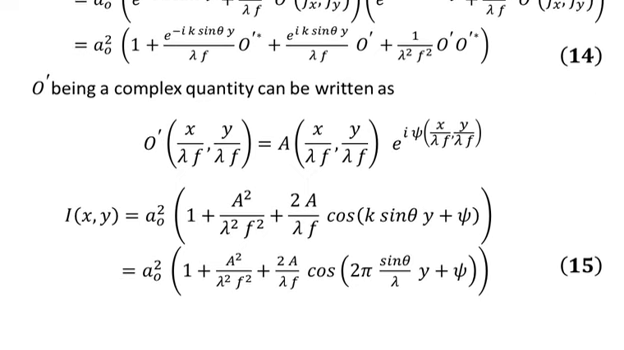So now, substituting O prime in equation number 14 and rearranging the terms, we have obtained the first step in equation number 15, which is a naught, and within the parentheses we have 1 plus a square over λ square f square plus 2a over λf multiplied by cos of (k sine θ into y plus psi). So you see that this is simple calculus, and you can see this in any book on interference.